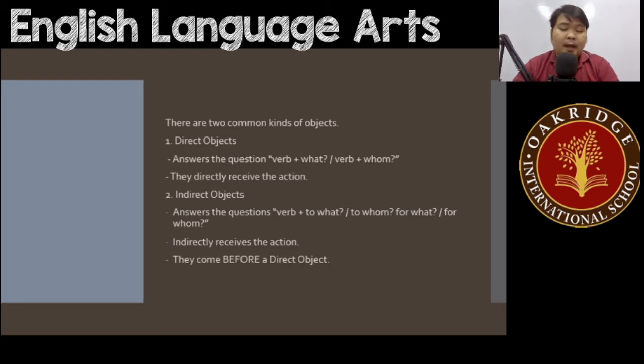receive the action. Indirect objects, on the other hand, these are nouns that answer the questions verb plus to what or to whom, verb plus for what or for whom, and they indirectly receive the action. They come before the direct object.